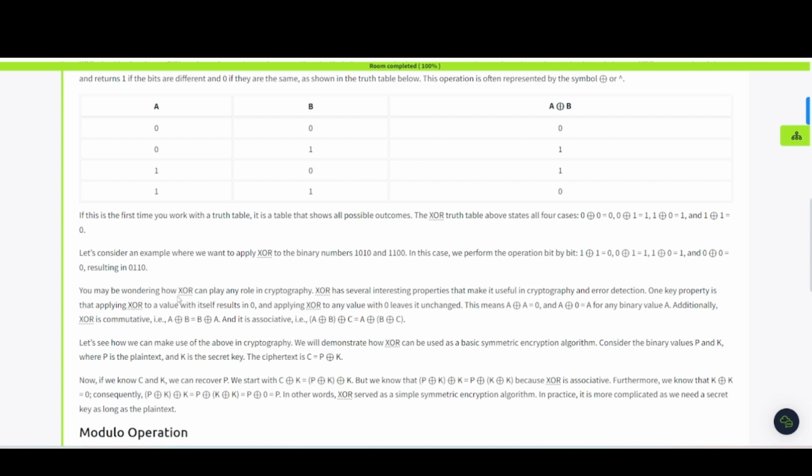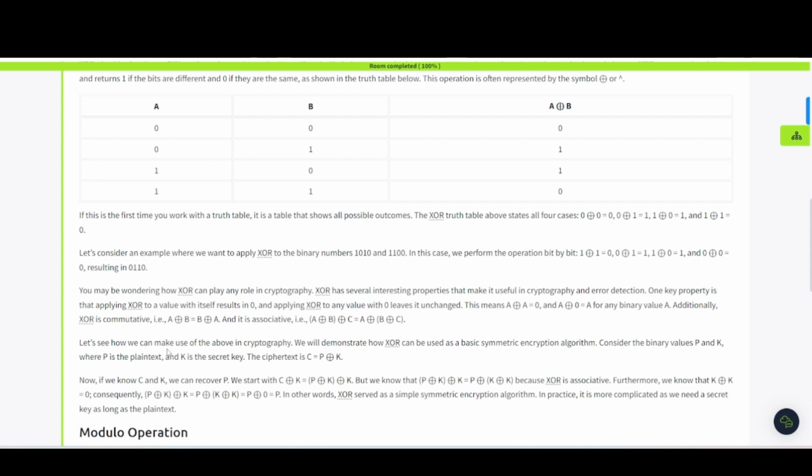You may be wondering how XOR can play any role in cryptography. XOR has several interesting properties that make it useful in cryptography and error detection. One key property is that applying XOR to a value with itself results in 0, and applying XOR to any value with 0 leaves it unchanged. This means A XOR A equals 0 and A XOR 0 equals A for any binary value A. Additionally, XOR is commutative, i.e. A XOR B equals B XOR A, and it is associative, i.e. in parentheses A XOR B, and then XOR C equals A XOR in parentheses B XOR C.